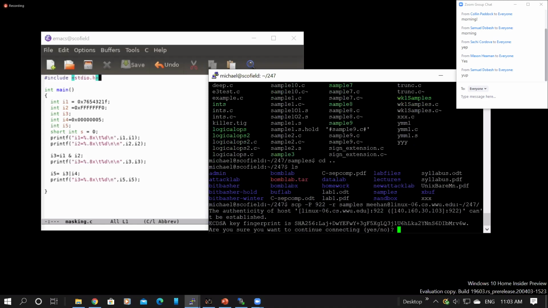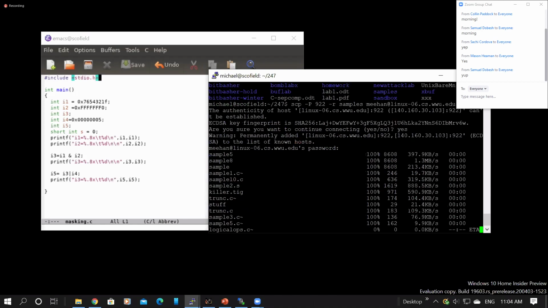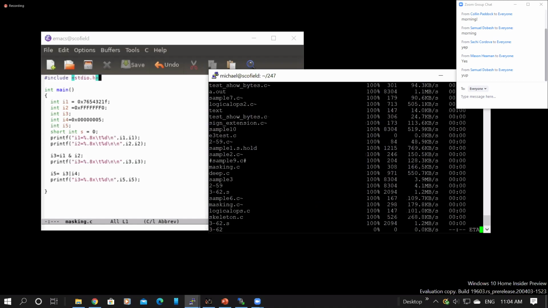So I hit return and it says, oh, I don't know anything about this machine Linux 06. So yeah, that's cool, put it in the list. And then I give it my password on the lab machines. These are all over there, right?